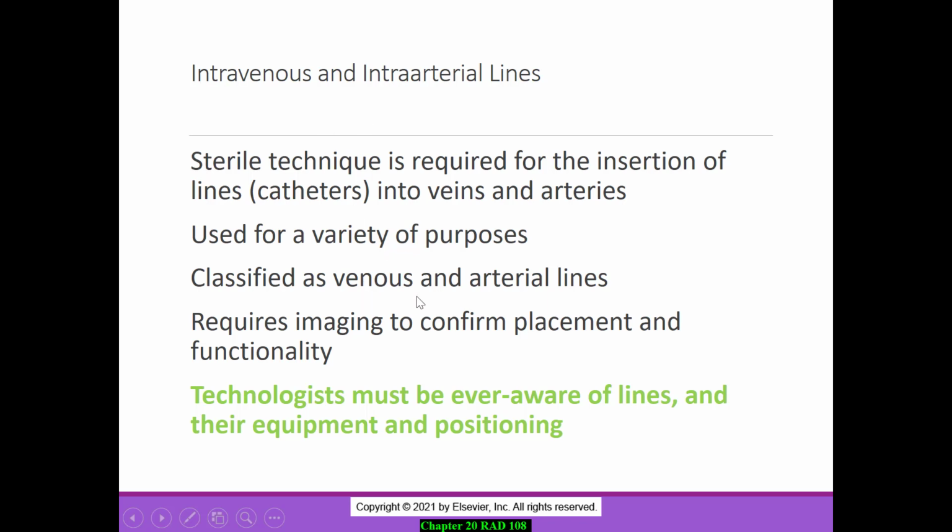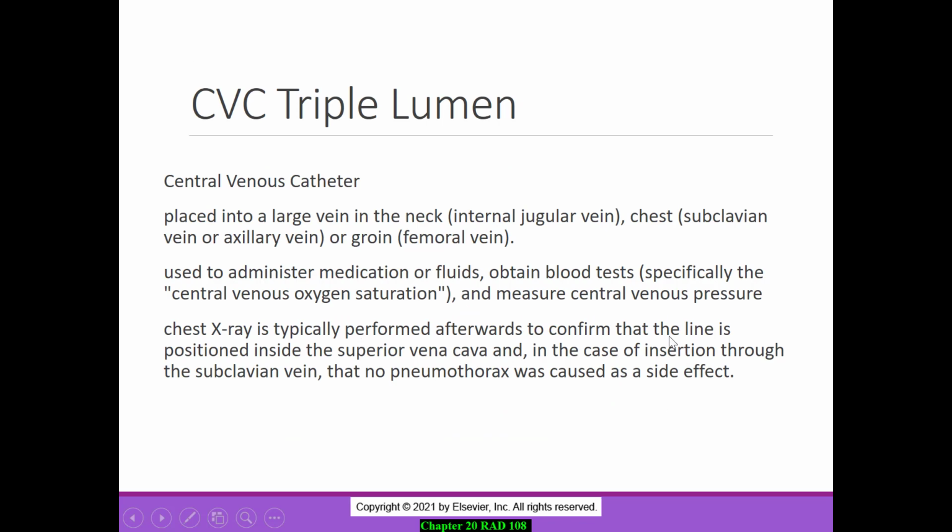So they're classified as a venous and arterial line. They're going to require imaging to confirm placement and functionality of that line. So you need to be aware of where those lines are. You're going to get called up for a line placement, and then you're going to come into the room and radiograph that chest exam to make sure that it's in place.